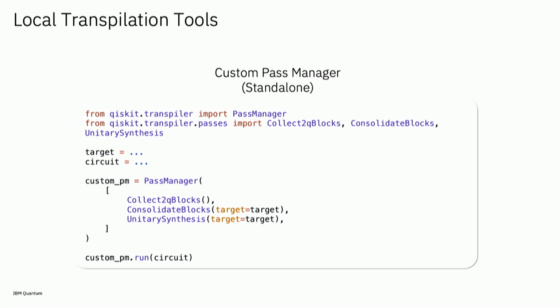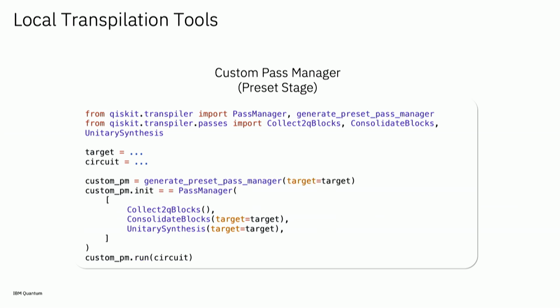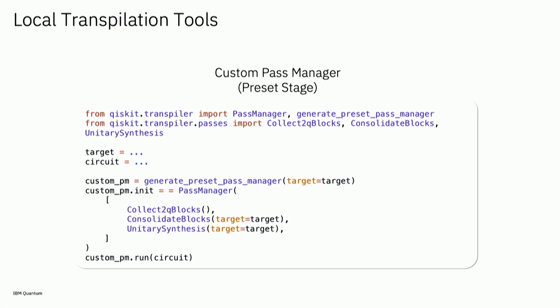But this is not the only way of having custom pass managers. We can also plug them into one of the stages of the preset. Do you remember there were 6 stages? Let's say we want a custom init. This is actually not custom. I copied one init. But let's say we want to do that. Then we can generate the preset with the snippet I showed at the beginning. And we can just create our own custom pass manager and plug it. You see it there, custom pm.init. And that's it. And then we just run it, same as before.